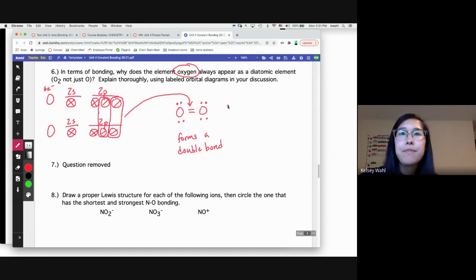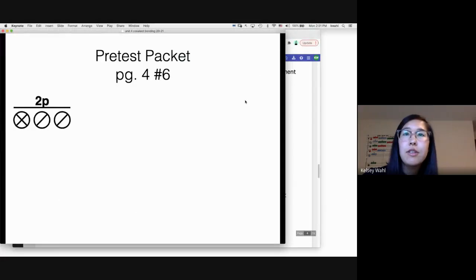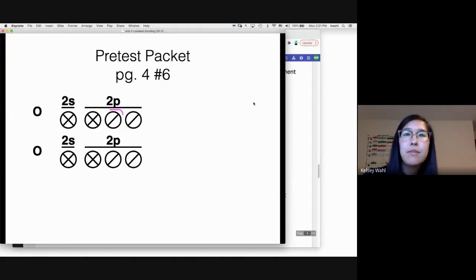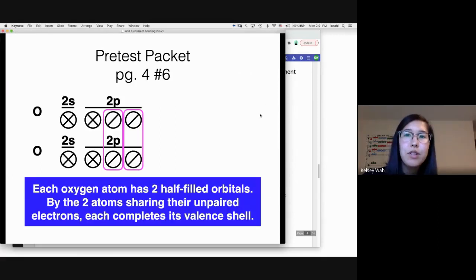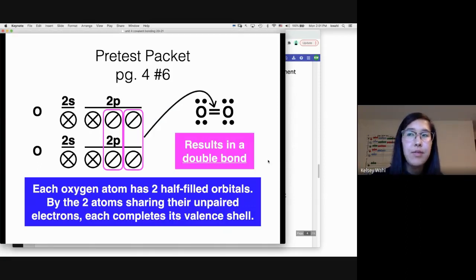Okay, so that one's kind of cool. I'll show you my fancy version here that I will post after school. Words, but again, the words aren't as important as long as you understand what you're drawing here. And that's how we get a double bond.